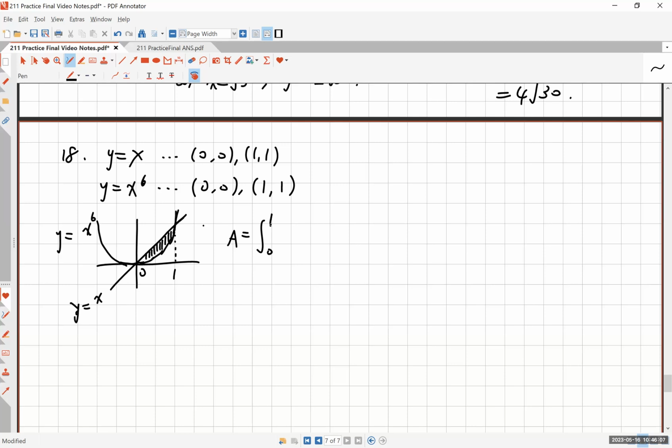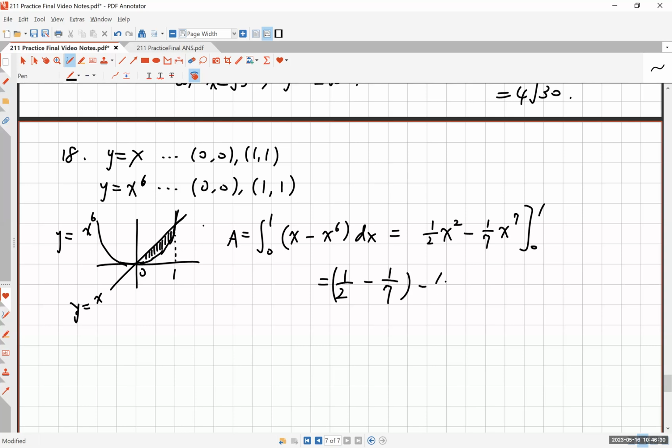All right, the area should be pretty simple. It's the integral from 0 to 1 of, remember which is bigger, x. Right? And then x to the 6th is the smaller, or the lower of the two graphs. And so this is 1/2 x squared minus 1/7 x to the 7th evaluated at 0 and 1. Of course, the only thing that matters is this, right?